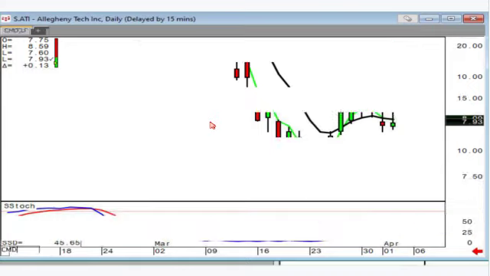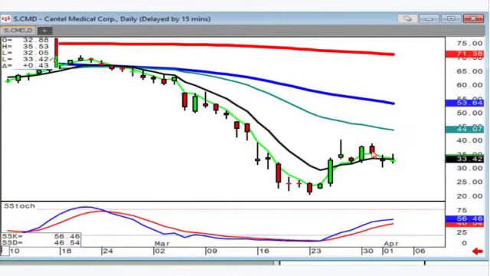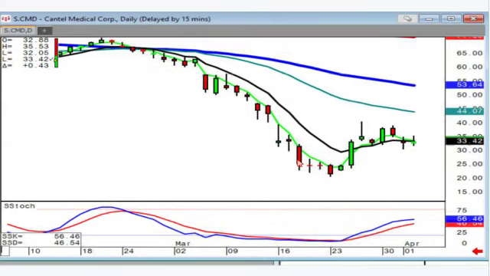CMD also had been acting well. Kind of the same scenario. There was your cradle pattern. Traded up above the T-line, but gapped down yesterday. It should have been closed out. When can you buy it back? If you happen to see another buy signal and a close back up above the T-line.